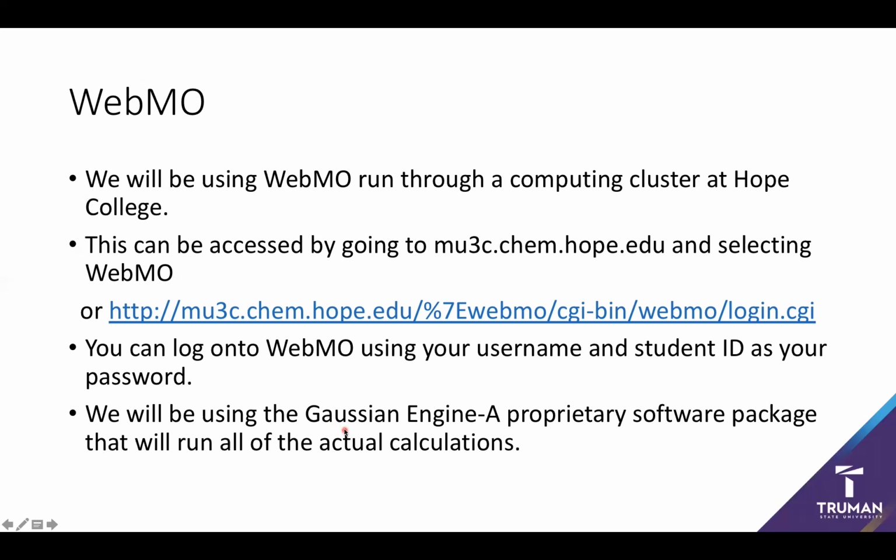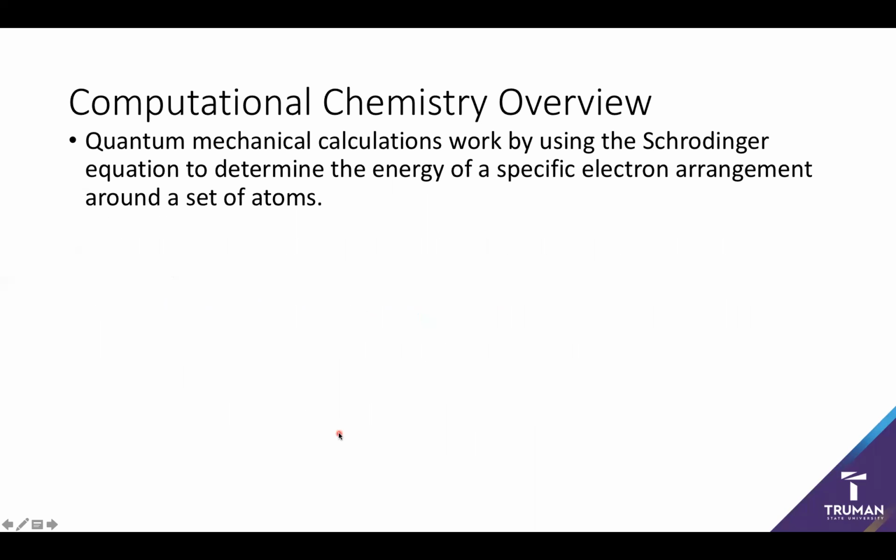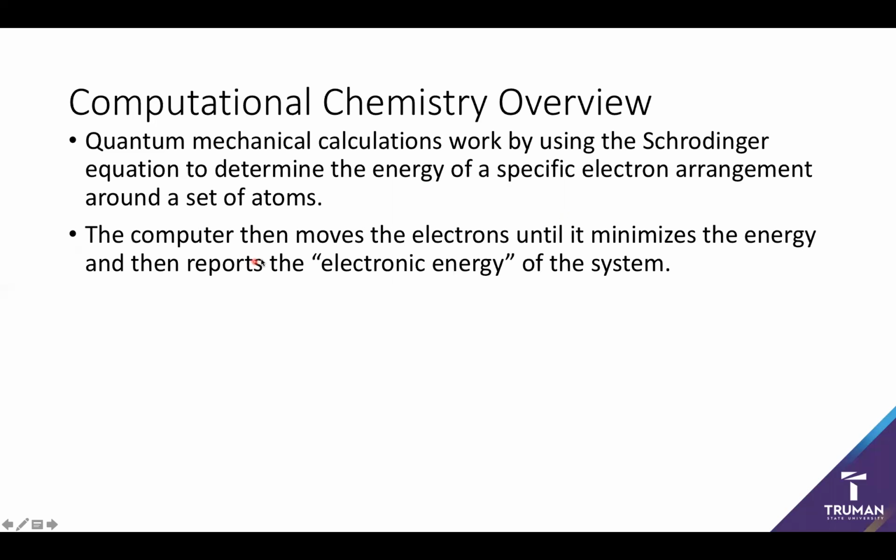So in terms of how computational chemistry works, essentially what we're going to be using is the Schrodinger equation. The idea of the Schrodinger equation is I give my system a wave function, and then I can use the Schrodinger equation to figure out the energy of that specific arrangement of electrons. However, this might not be the correct or optimum electron arrangement. So what the computer is going to then do is move these electrons just a little bit and see if it minimizes the energy. And it's going to essentially keep moving the electrons until I can't lower the energy anymore.